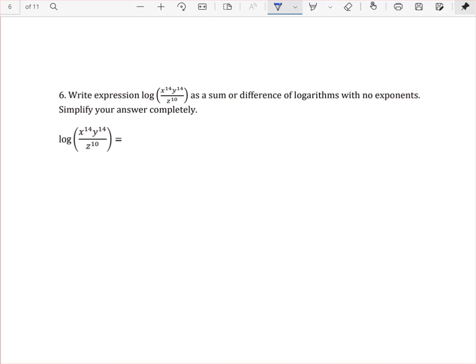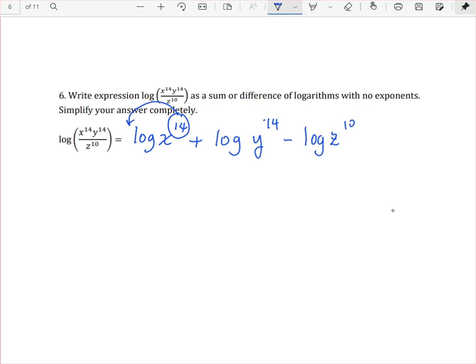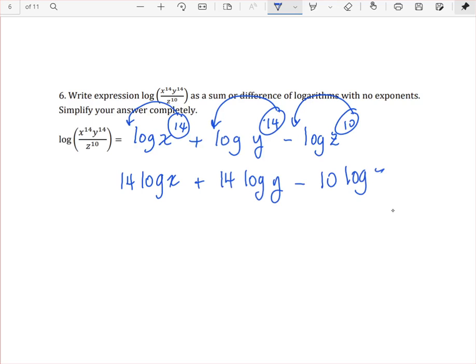Write it as a sum and difference with no exponents. So first, if they're on top, I'm going to write them as pluses. So the x goes with the plus and so does the y. And then minus the one in the bottom. Now any exponents, you're going to put them in the front as just regular numbers. So it will be 14 log x plus 14 log y minus 10 log z.